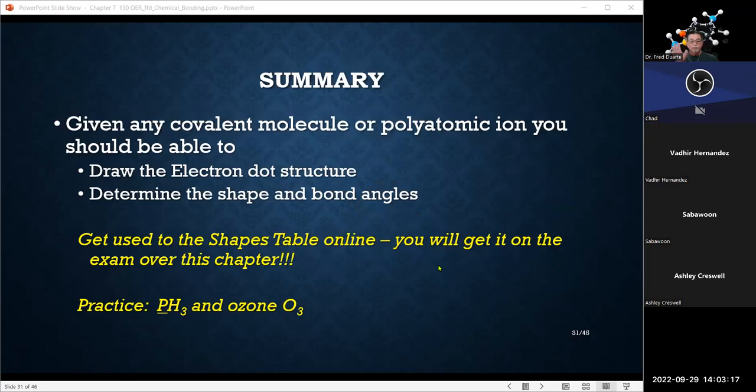Right, so to summarize all this, given any covalent compound or polyatomic ion, you should be able to draw the Lewis dot structure, and then from that information determine the general formula, and using the shapes table, determine the shape, the name of the shape, and the bond angles. So you may want to try these compounds here as an exercise and see how you do. Try these on your own, and if you have any questions, bring them to class and we can figure it out.